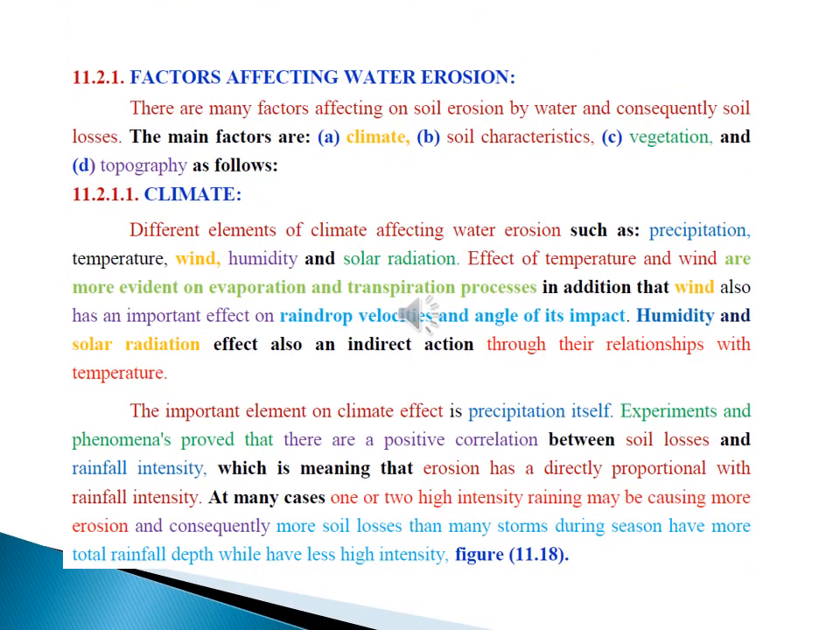My dear, factors affecting water erosion. Really, there are many factors affecting soil erosion by water and consequently soil losses. The main factors are climate, soil characteristics, vegetation, and topography. Number 1, climate. Different elements of climate affect water erosion, such as precipitation, temperature, wind, humidity, and solar radiation, as shown in the enclosed figure.